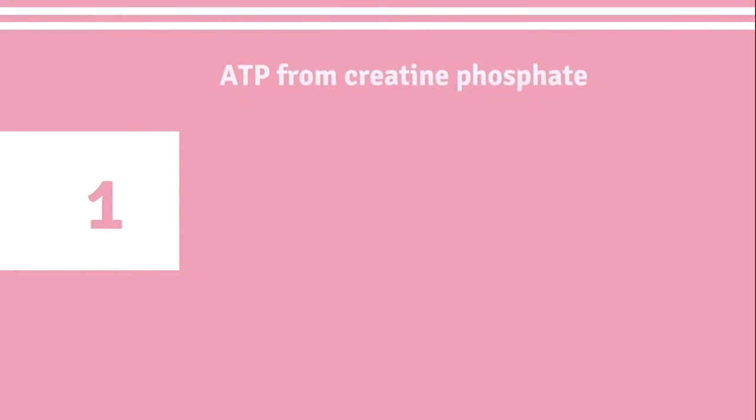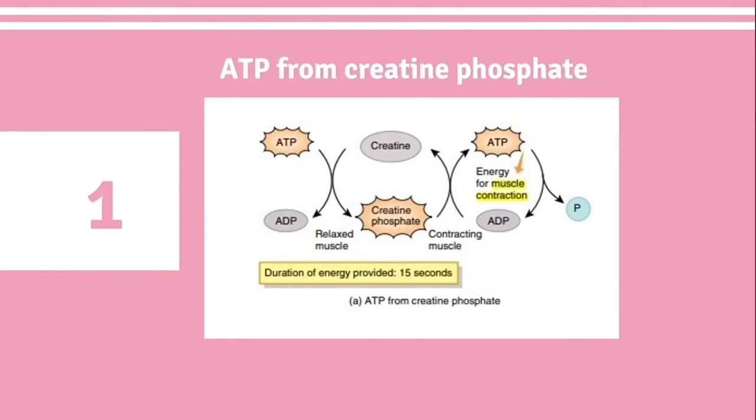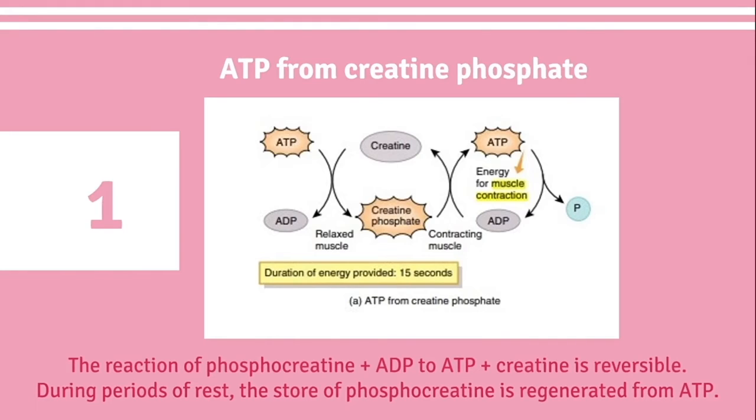The first one is ATP from creatine phosphate. Creatine phosphate can rapidly donate a phosphate group to ADP to form ATP and creatine under an anaerobic condition while the muscle is relaxed. The duration of energy provided is 15 seconds.